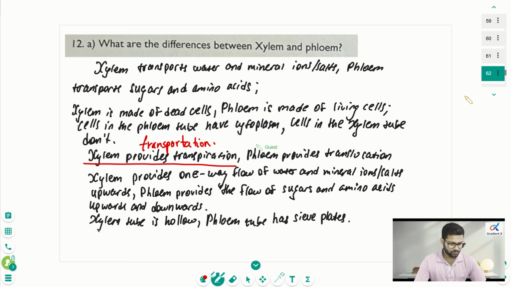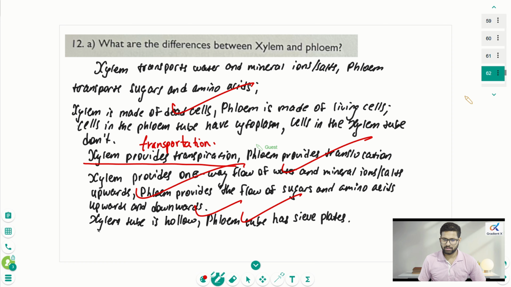Phloem provides translocation. Xylem provides one-way flow of water and mineral ions/salts upwards, while phloem provides the flow of sugars and amino acids upwards and downwards. That's correct. Xylem tube is hollow. Phloem tube has sieve plates. That's right. Perfect. Just because of this, you will lose 1 mark.